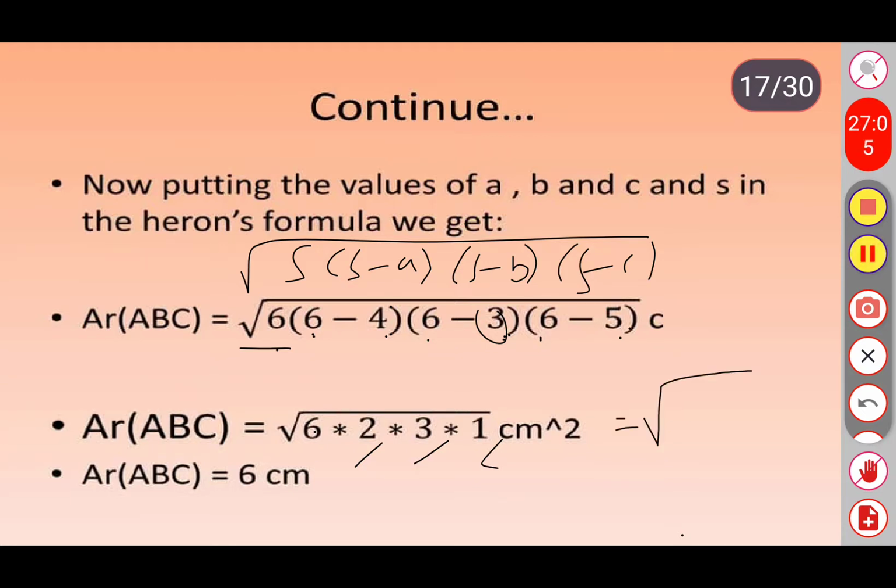6 into 6, 2s are 12, 12 3s are 36, or we can simply write it as 6 into 6, which is equal to root 36. The square root of 36 is 6. Therefore the area of the triangle is 6 centimeter. This is not centimeter, it is centimeter square. 6 centimeter square is the area of the triangle.